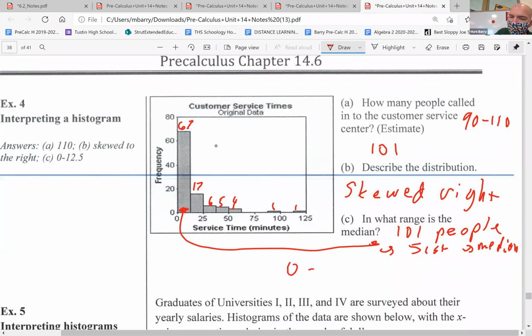What is that range? That range is actually 0 to 12.5. It's not 0 to 25, because 0 to 25 you can see is 2 bars, right? So then half of 25 would be 12.5 for that first bar.